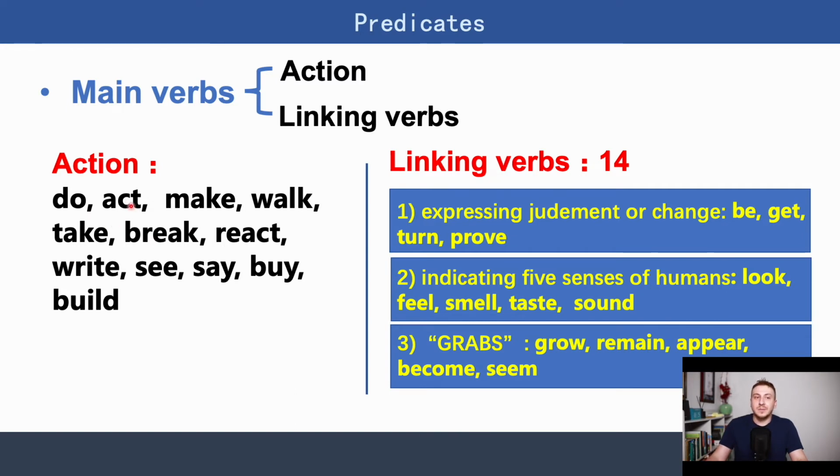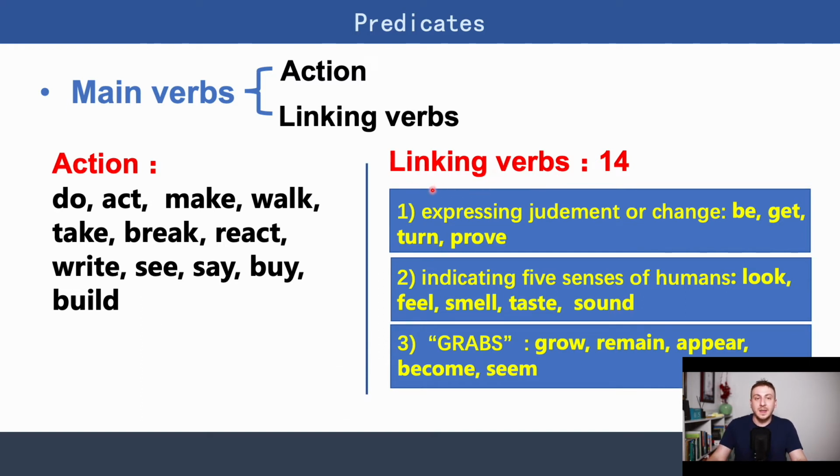Okay, so these action verbs, what they do is they help us move the plot forward. They help the story move. If we don't have action verbs, the plot doesn't have any movement, right? Linking verbs, on the other hand, are used to describe the subject or to rename the subject.